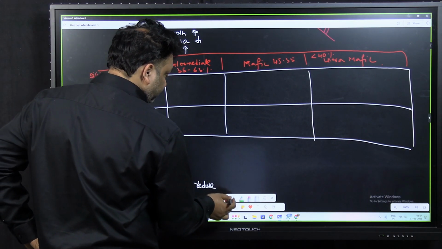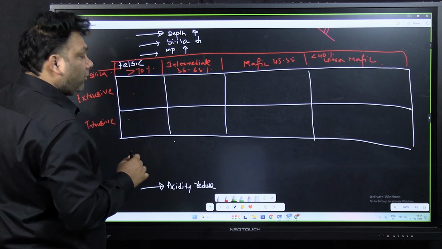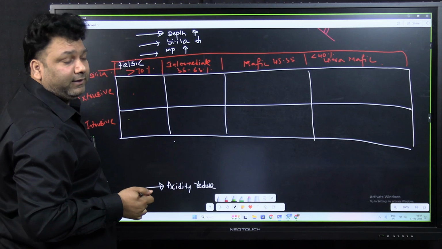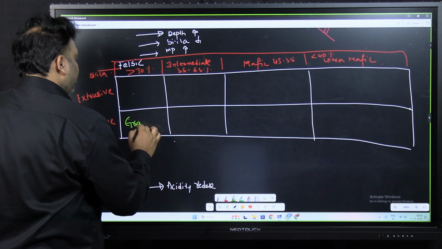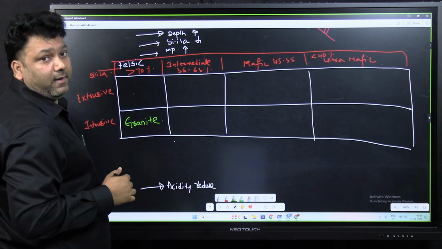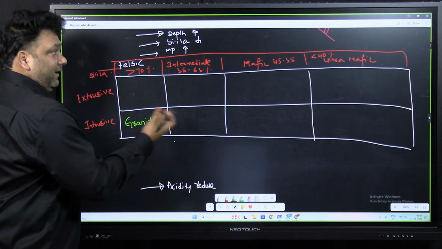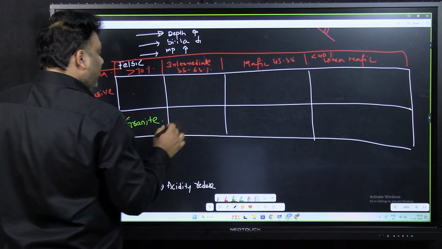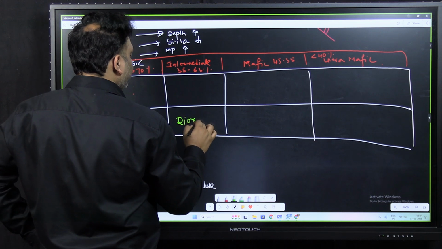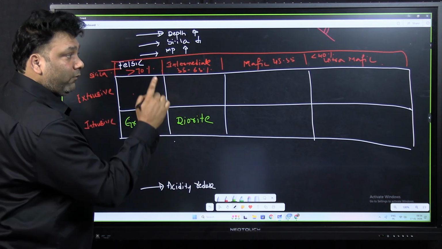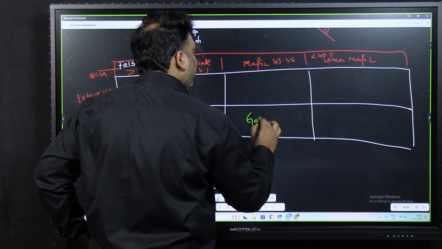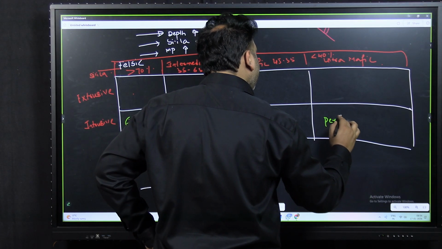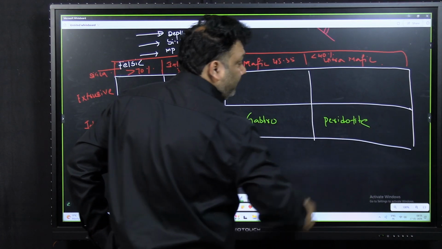If something is solidifying inside with more than 70% of silica content, which is highly acidic, this is called granite. Now, if it is solidifying inside with 55 to 65% of silica content, it is called diorite. 45 to 55, it is called gabbro, and this is called peridotite.